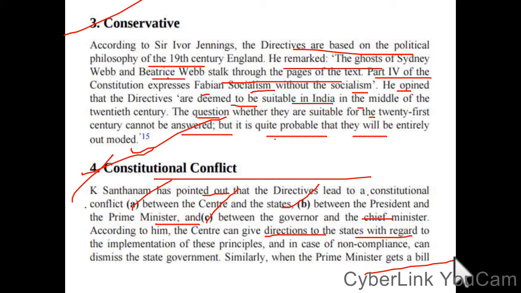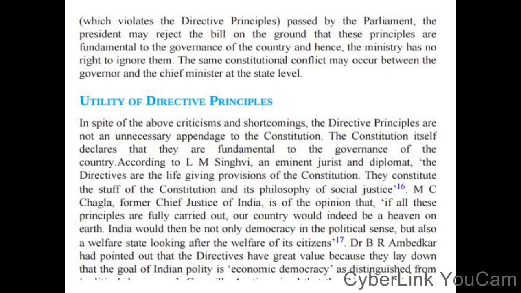Similarly, when a bill which violates a directive principle is passed by the parliament, the president may reject the bill on the ground that these principles are fundamental to the governance of the country, and hence the ministry has no right to ignore them. The same constitutional conflict may occur between the governor and the chief minister at the state level.